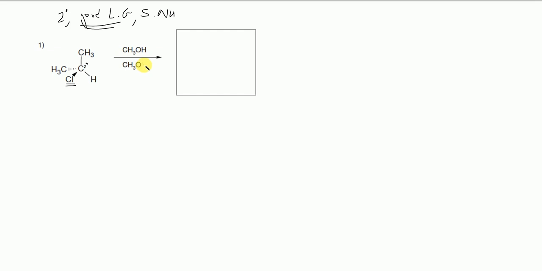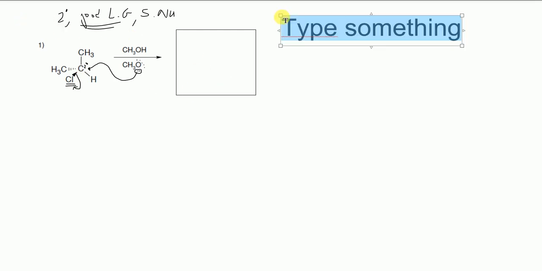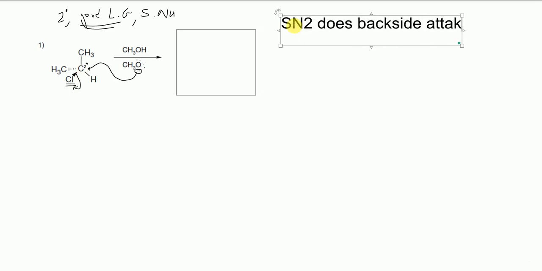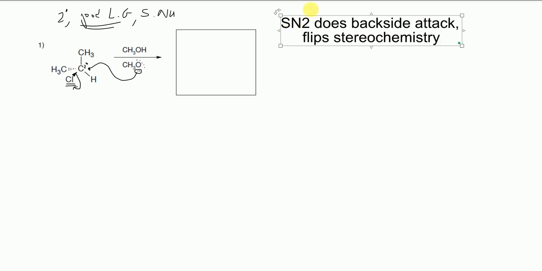This one has excess electron density. It's negative, so this is my nucleophile. And what's going to happen is it's going to come and attack from the back side. SN2 does backside attack, and what this means is that it flips the stereochemistry once it attacks.